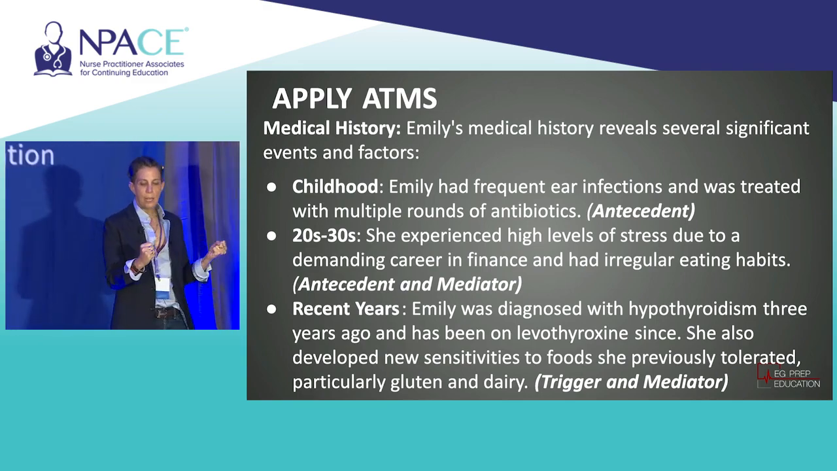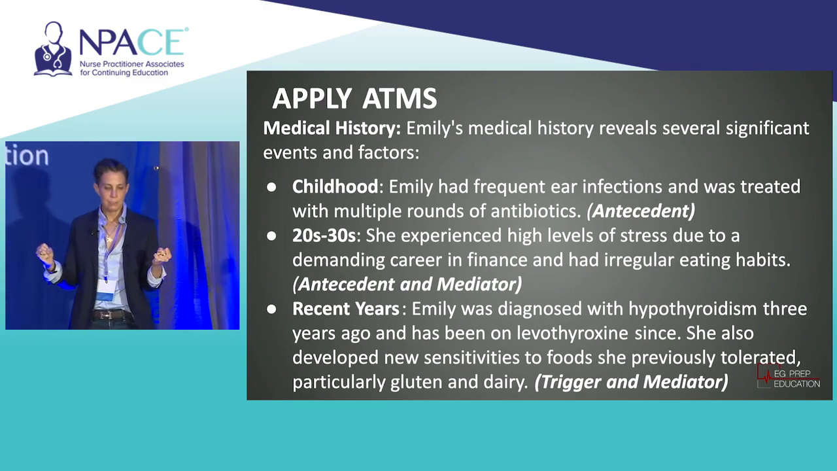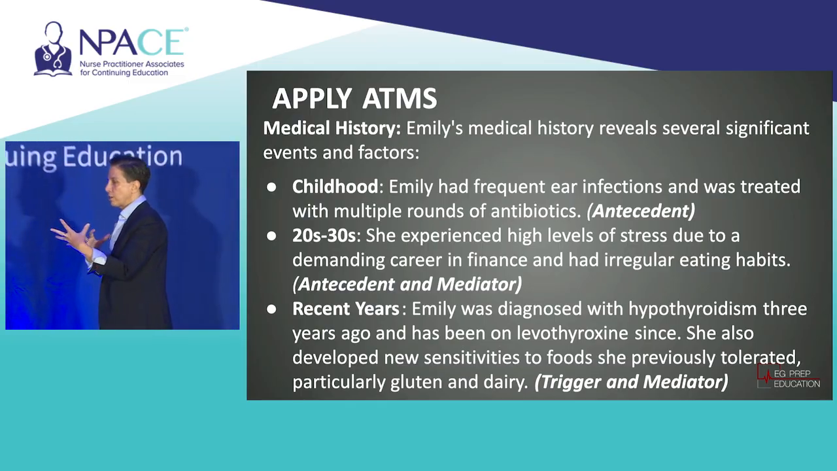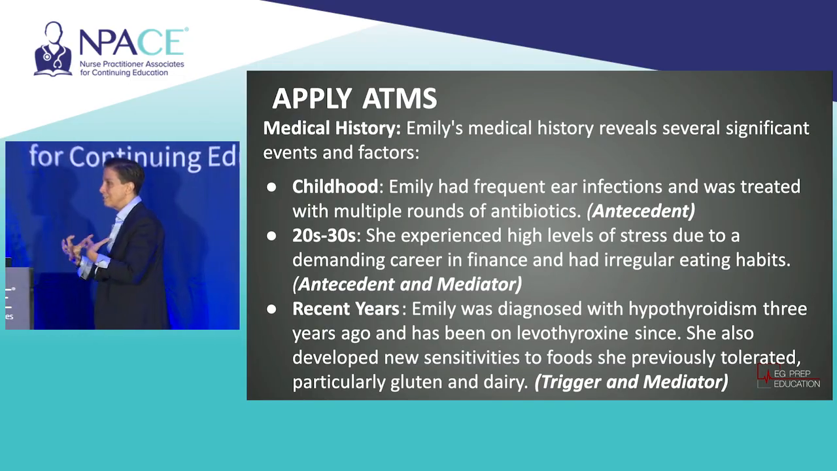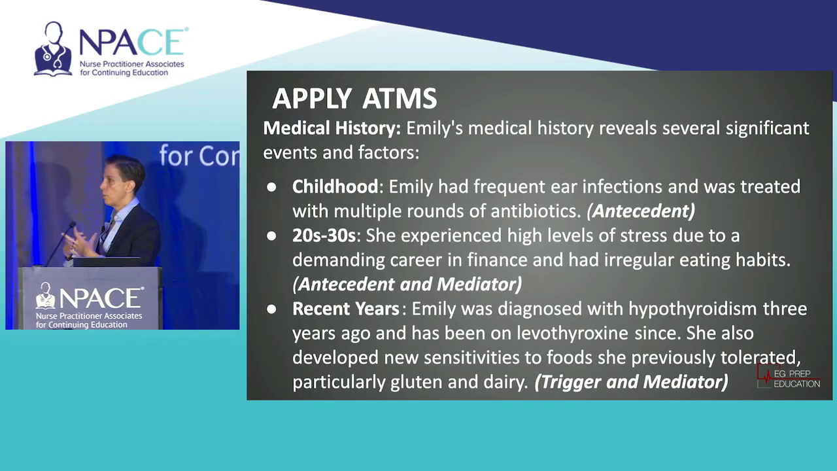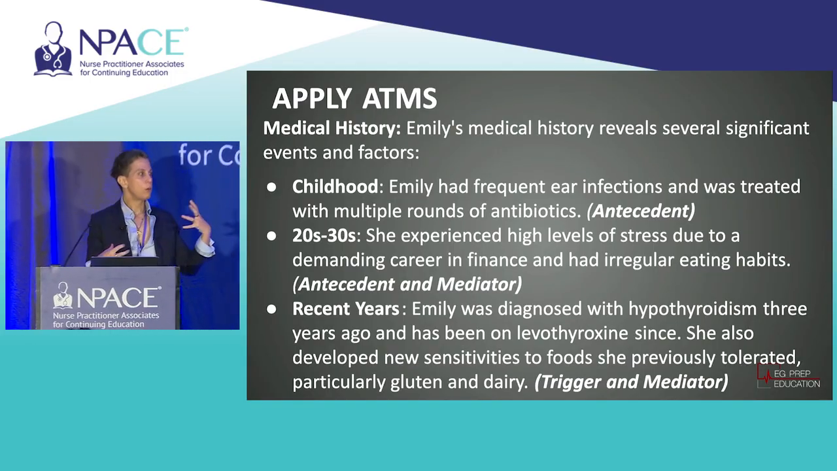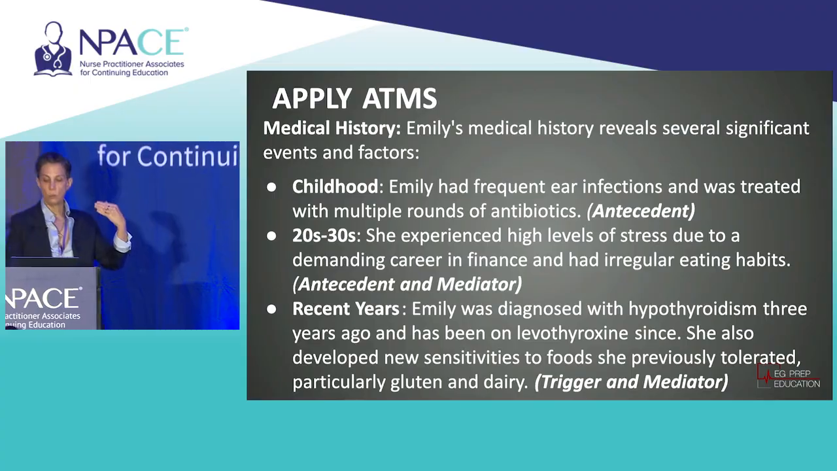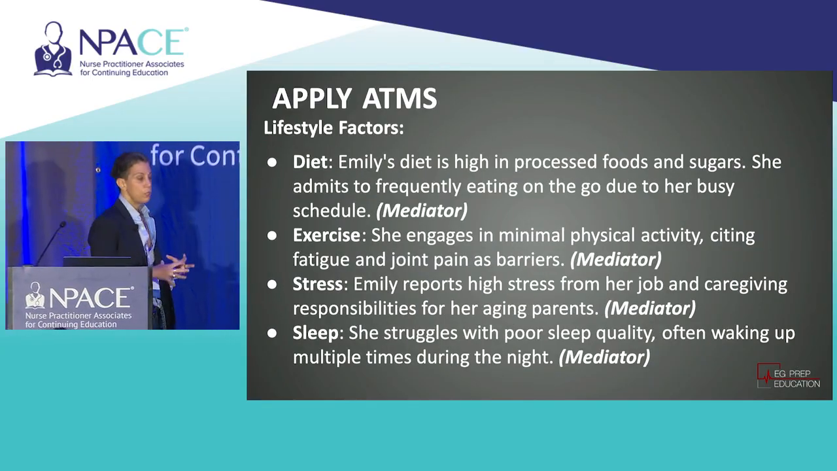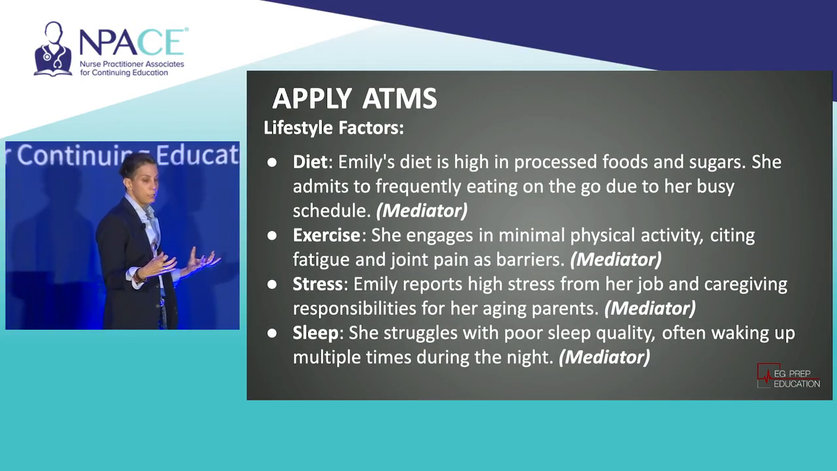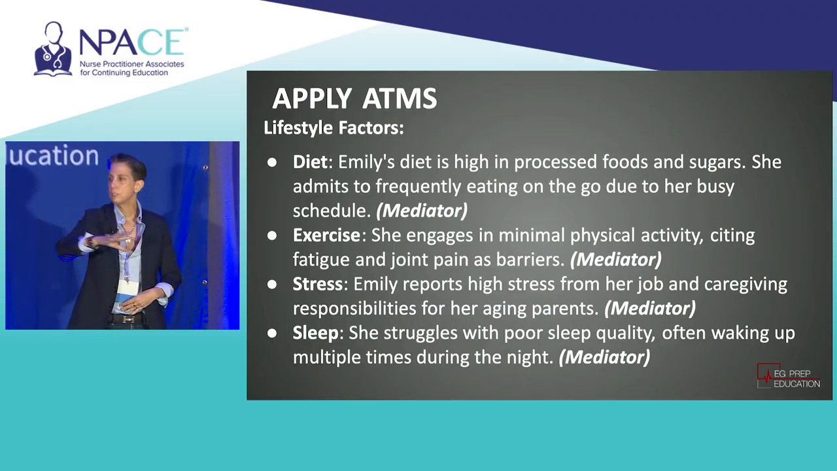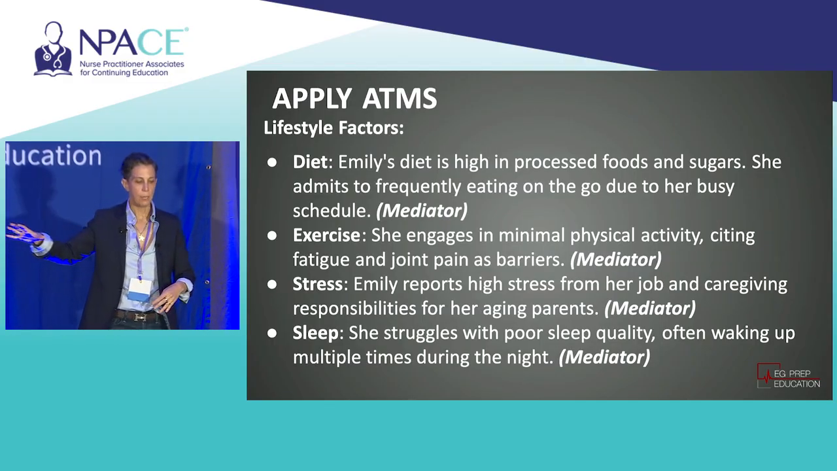And then again, she was diagnosed with hypothyroidism, so we already know there's a disease going on. She developed new sensitivity to foods. That's both a trigger and a mediator. Her diet is definitely worsening things or maintaining status quo, but they're also becoming triggered because it's starting new inflammation, and that inflammation is worsening her symptoms. We know that her diet is high in processed foods. That's a mediator. She cannot get out from under if she's still eating highly processed foods. She's never going to get better.